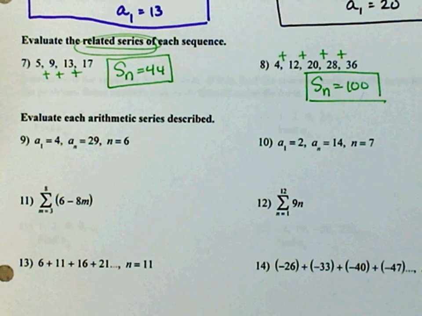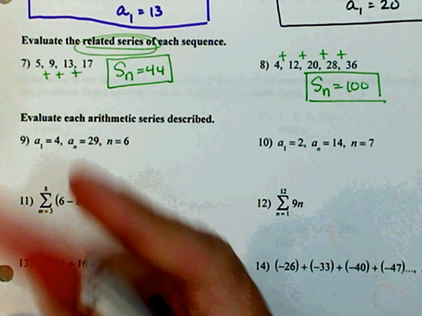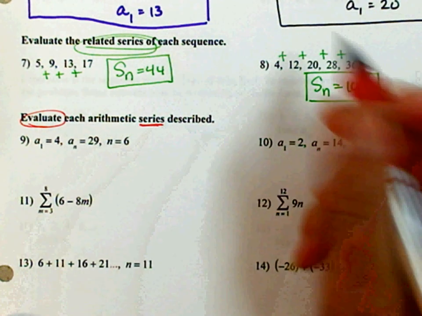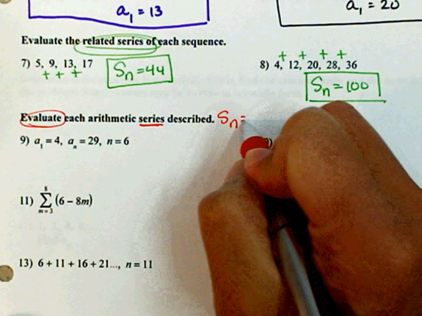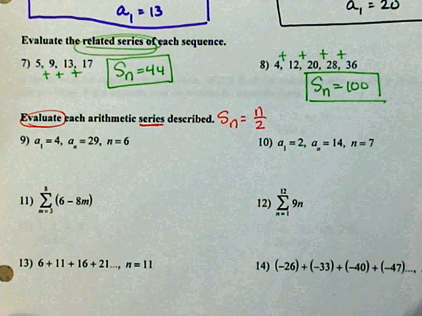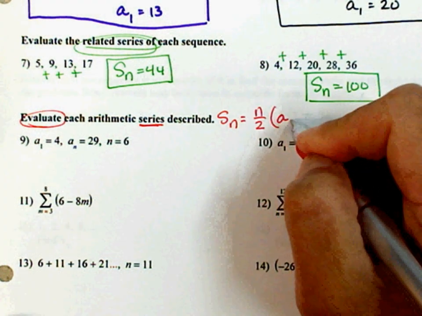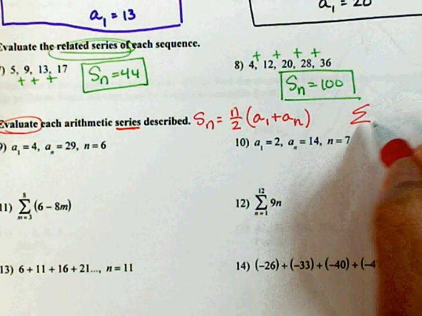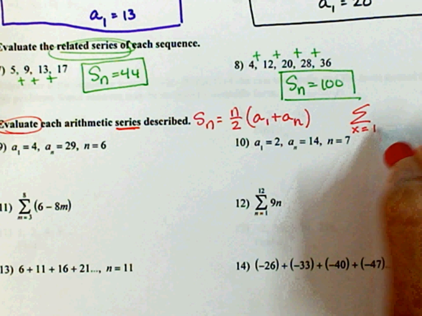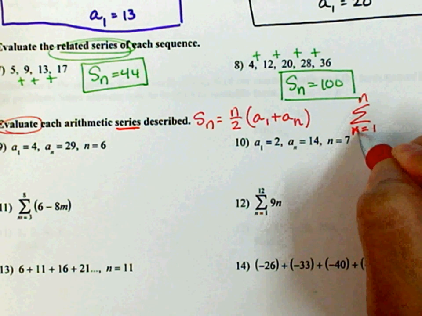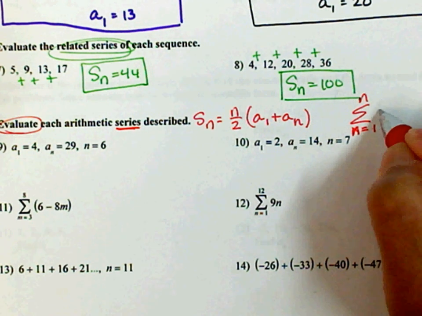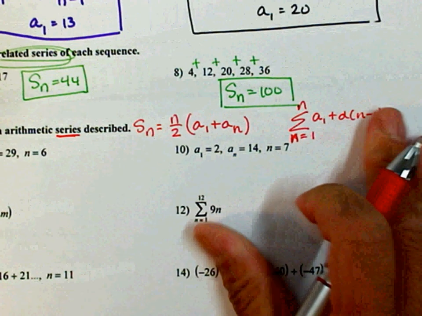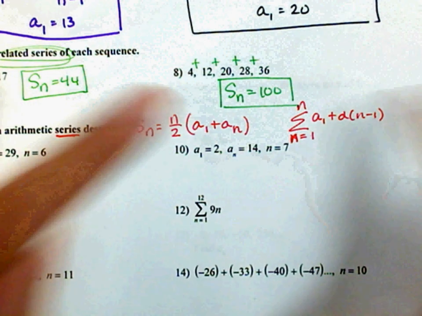Next one, evaluate. Evaluate means just find the answer, okay? And it is an arithmetic series. So you have 2 formulas you're going to use. Either S sub n equals n divided by 2, first term plus your last term. Or you may use your sigma, where x is equal to a number, how long it's going to be. Let's just keep with the n, okay? And then you have your explicit formula, just like that. There you go. You're going to use one or the other, depending on what you have.